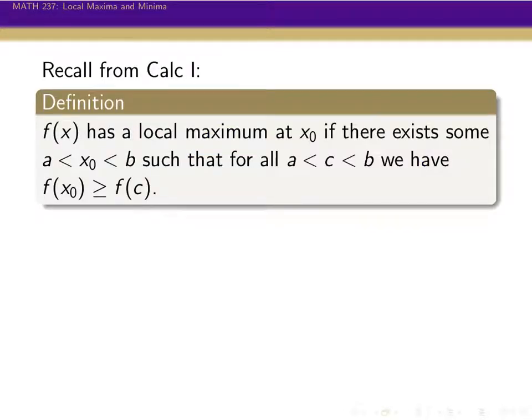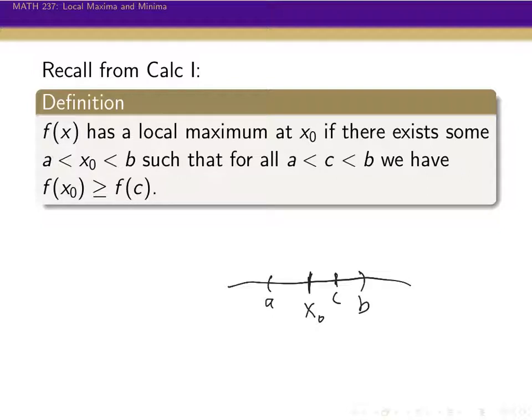So, going back to Calc 1, this is the definition for local maximum. You say a function f has a local maximum at x naught if we have some interval a to b. Let's draw a little picture of what's going on here. There's x naught, and then we have some interval from a to b, such that if we pick any c also in that interval, then the value of the function at x naught is at least as big as the value of the function at c.